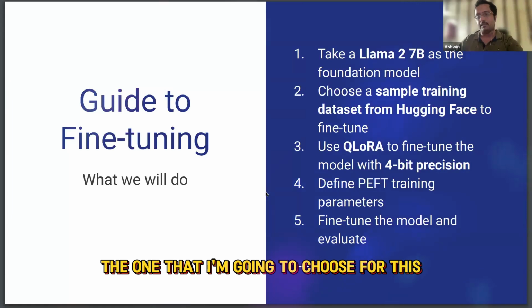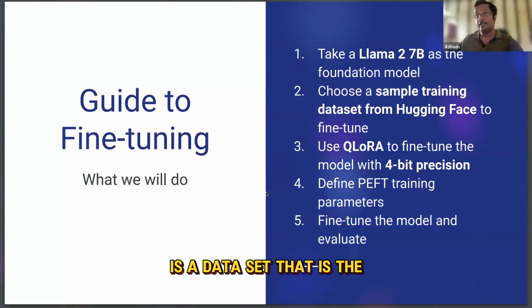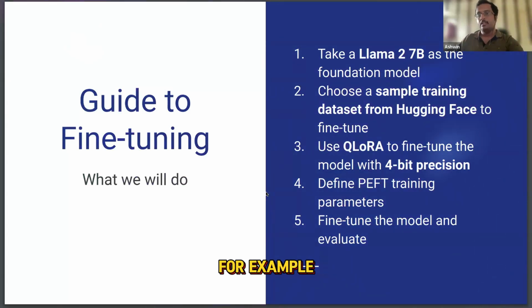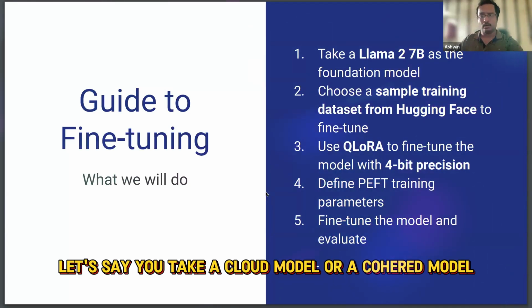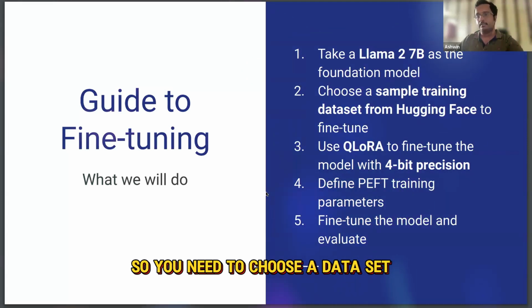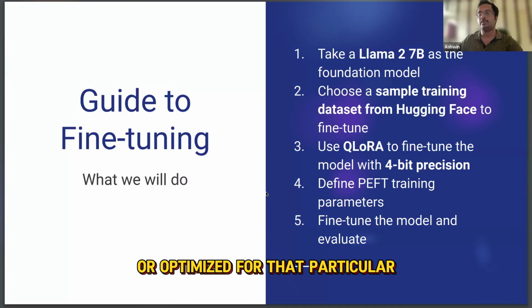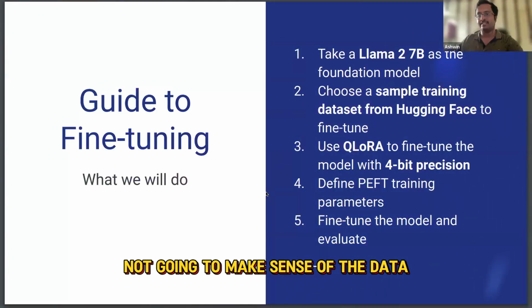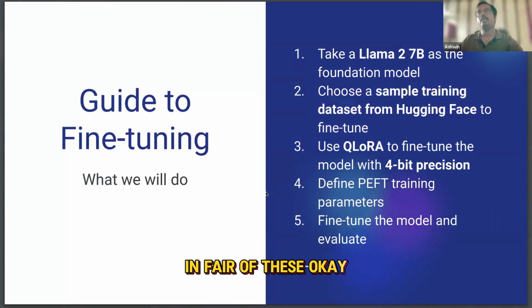So for example, the one that I'm going to choose for this session is a dataset whose prompts are designed to work with Llama 2. So if you want to fine-tune a different model, let's say you take a Claude model or a Cohere model, whichever you want to fine-tune, you need to choose a dataset with prompts or data that is customized or optimized for that particular foundation model, because otherwise your foundation model is not going to make sense of the data and your whole fine-tuning is not going to work in your favor. Okay, so this is the second step.